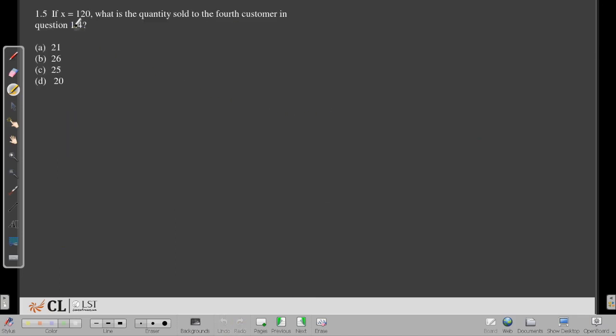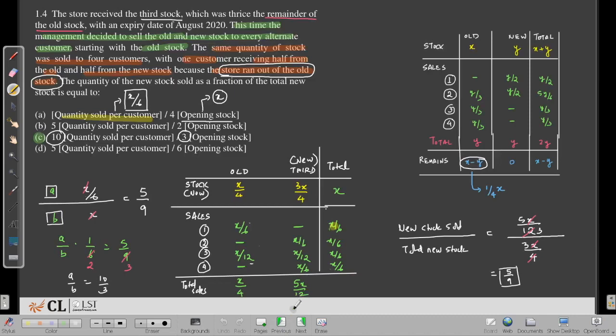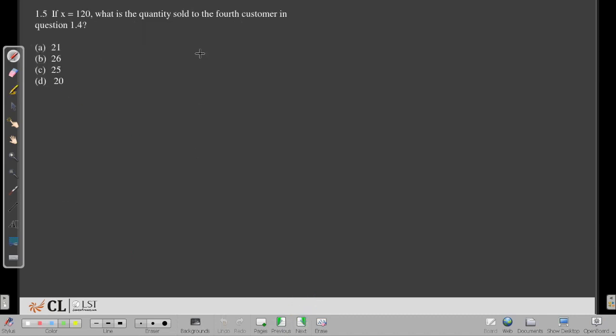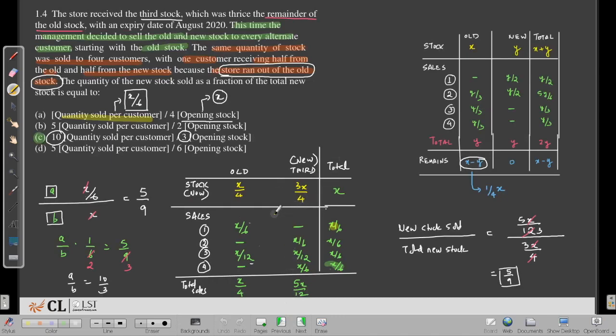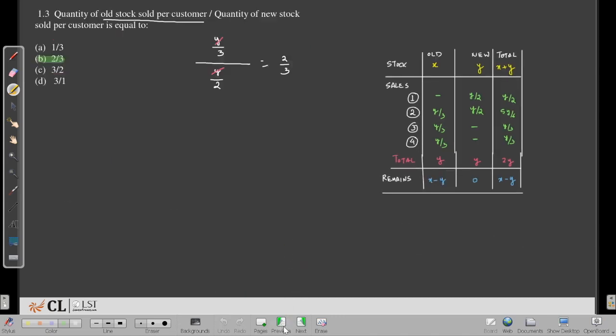Let's look at 1.5. X equal to 120. What is the quantity sold to the fourth customer in 1.4? Quantity sold to the first customer is x by 6, which means we are looking at 120 by 6. That would be equal to 20. And this was a question which was easy. The problem that you probably would have is question number 1.4. But apart from that, there should not be any problem in solving any of these questions.